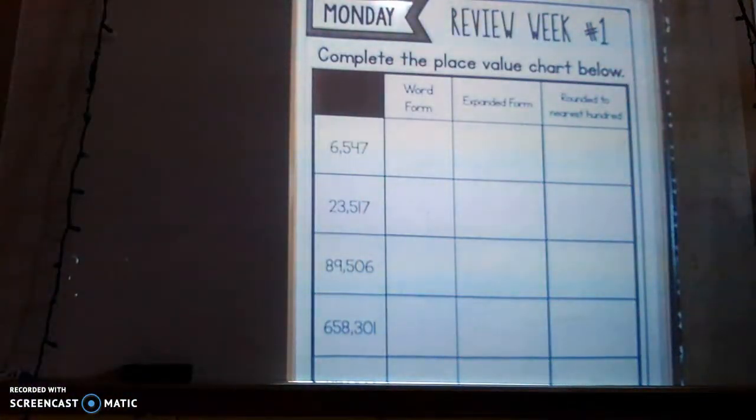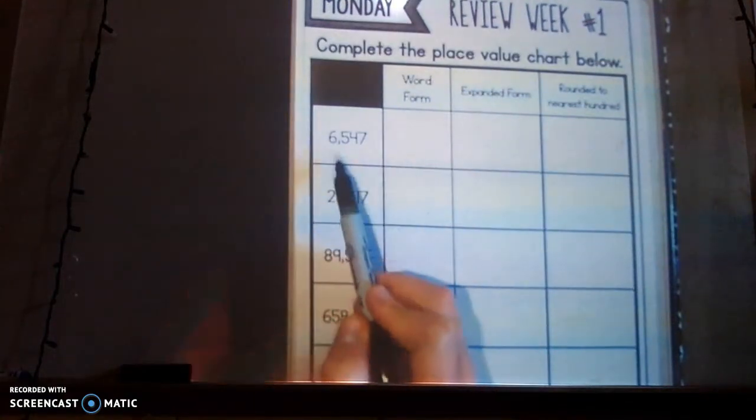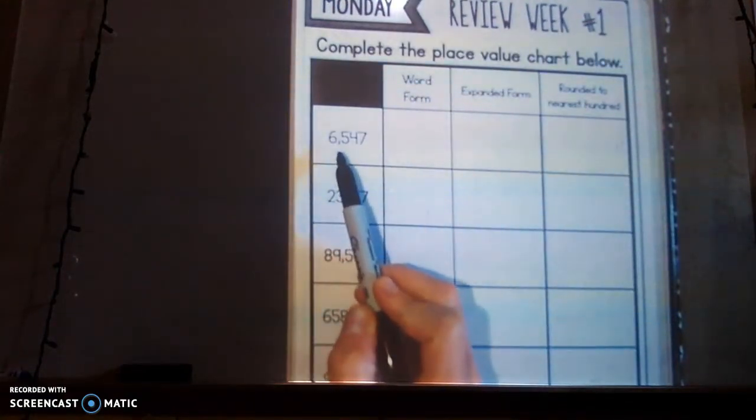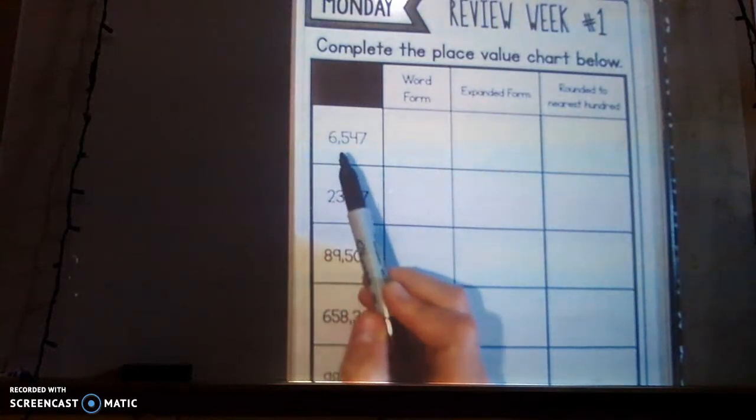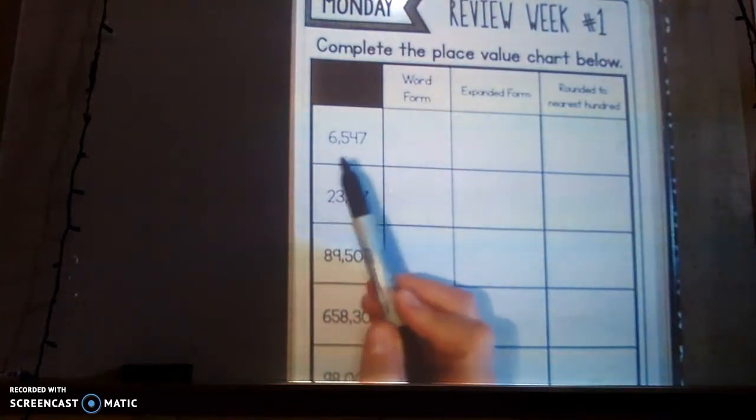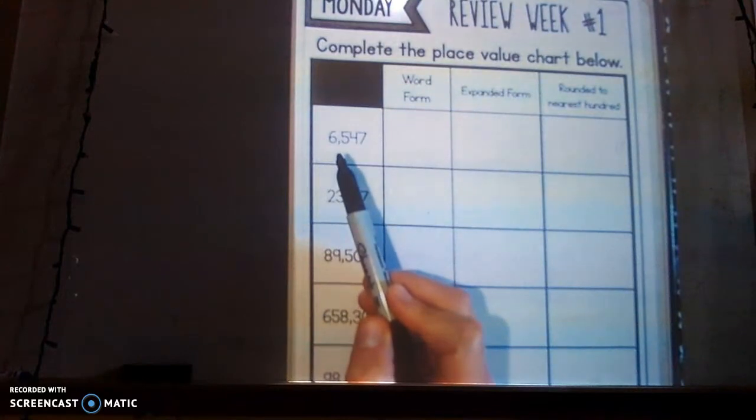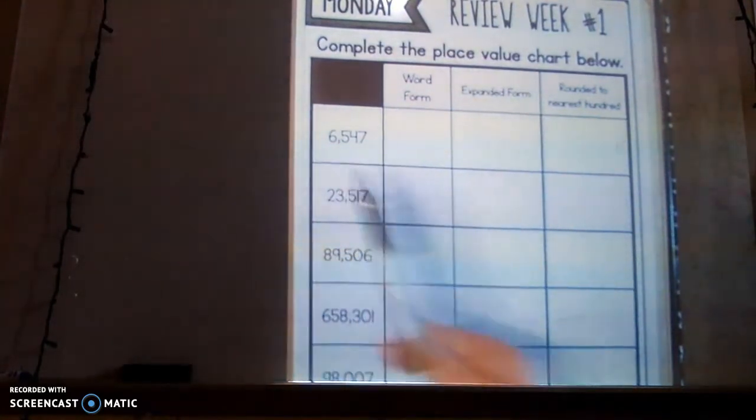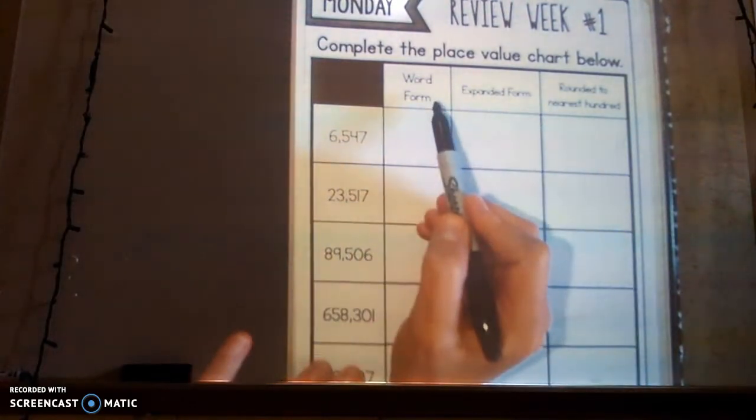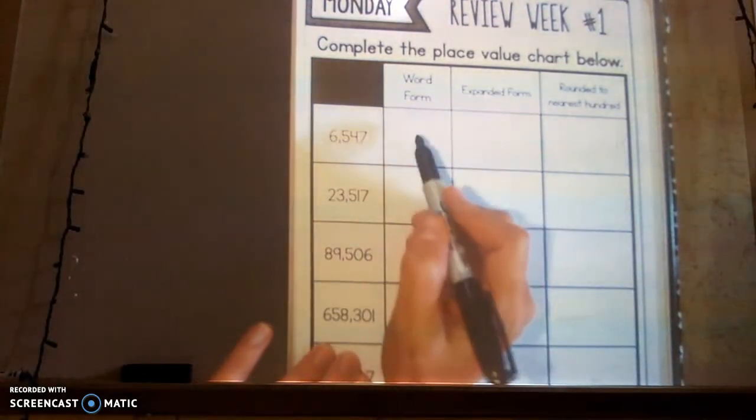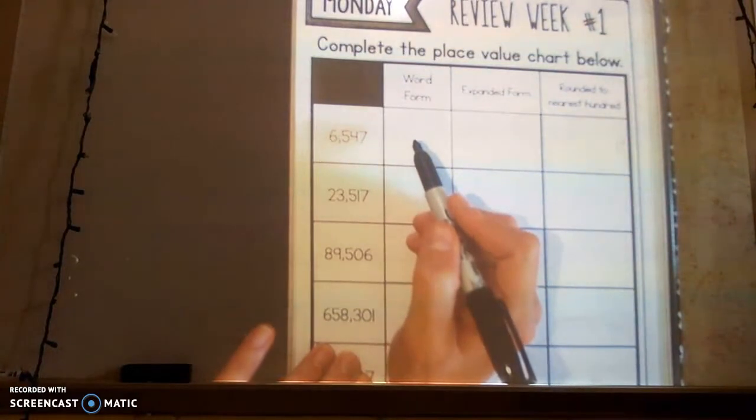So the first one we're going to do is work with this number right here. The first thing I want to do is read the number out loud. So my number is 6,547. And I'm going to write it first in word form. If I say it out loud, it makes it easier for me to write exactly what I said.